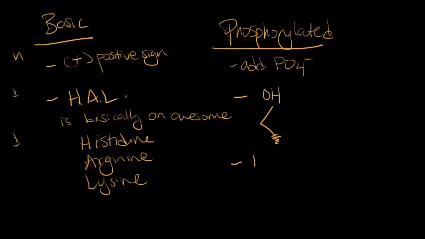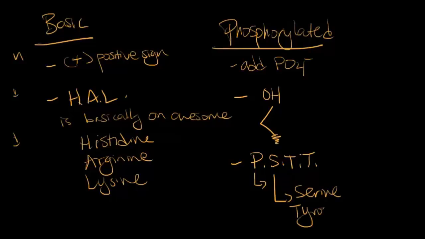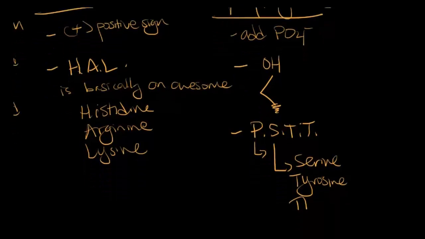So to help us remember, I want us to remember this. P for phosphorylated, being able to be phosphorylated. S though, serine. And then we have tyrosine and threonine. These three are able to be phosphorylated. So remember those three, and you can do that by remembering the mnemonic PSTT, or PST.